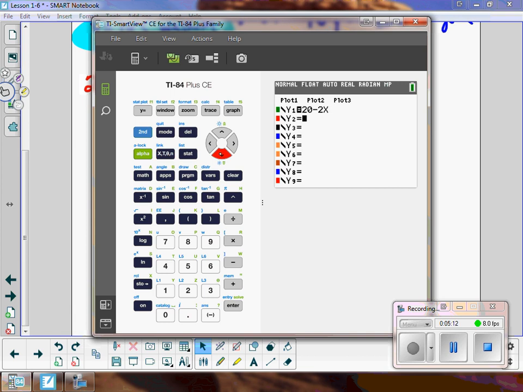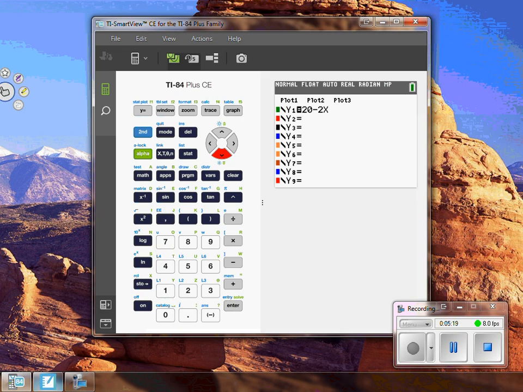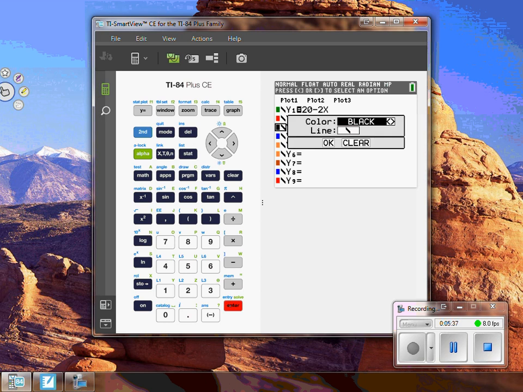The second one was 20 minus x. And the third one was just y equals 5. Now, to shade above or below, this is one way you can do it. You can go to the very far left here, and we can hit enter. And on our newer calculators, you see where it says line. You want to go down to line and click to the right. That'll shade above the line.